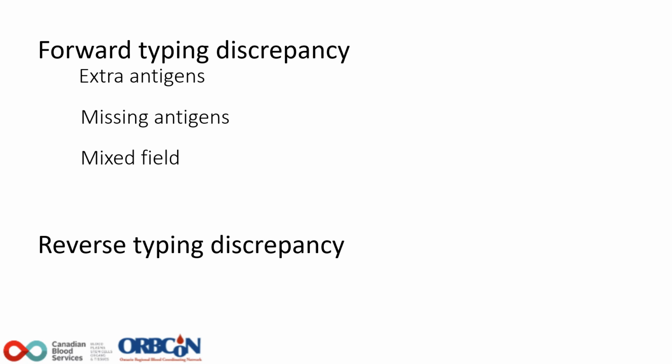With a reverse typing discrepancy, we can have extra antibodies. So like we have in this particular case, we have 1+ reactivity with an A1 cell in an individual who is group A, and we would not expect that. Or we can have missing antibodies. So for example, if a group A individual did not have an anti-B in their plasma, we would be surprised by that.